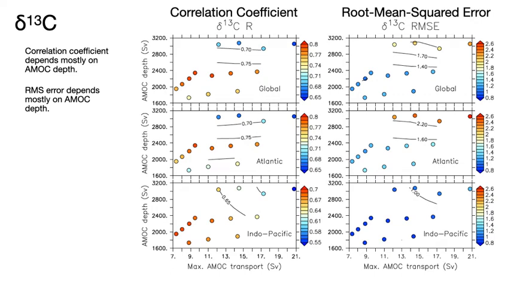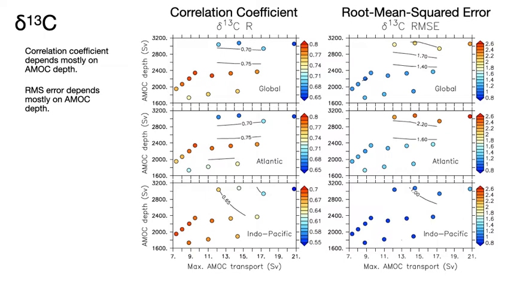Those were the global results in these upper panels. Now I added in the lower panels the Atlantic, and then the Indo-Pacific at the bottom. If we look at the Atlantic first, again for the correlation coefficient, we have very similar results as for the global. This is not very surprising because the C13 data are dominated by Atlantic data, as I mentioned earlier. Most of the data are from the Atlantic. There is a little bit stronger sensitivity to AMOC depth here, so that perhaps these very shallow AMOC simulations can be excluded from the data.